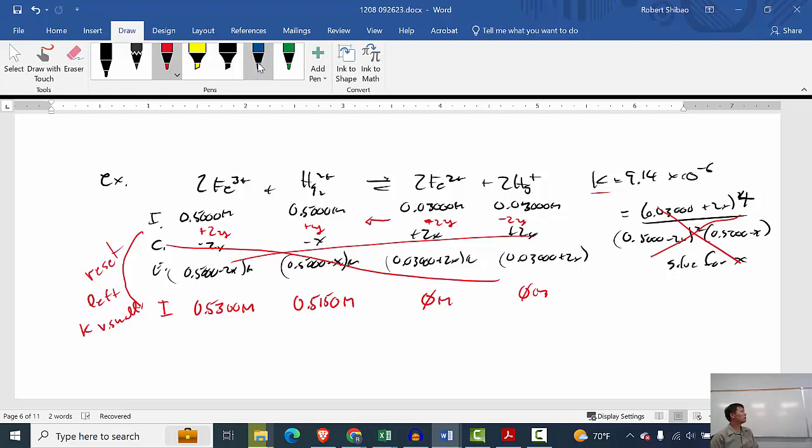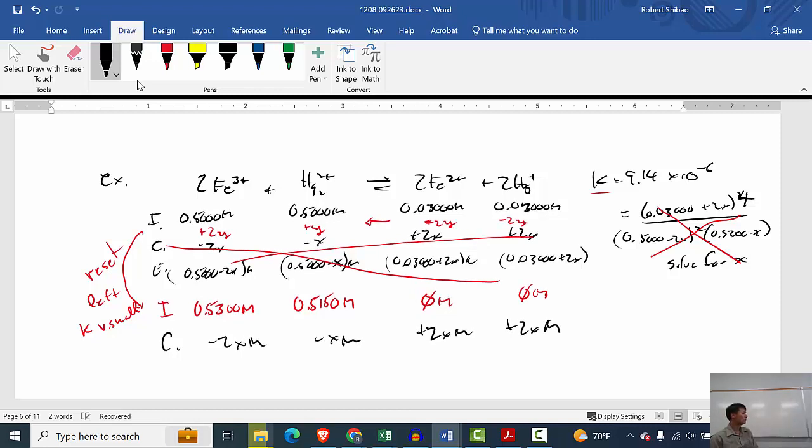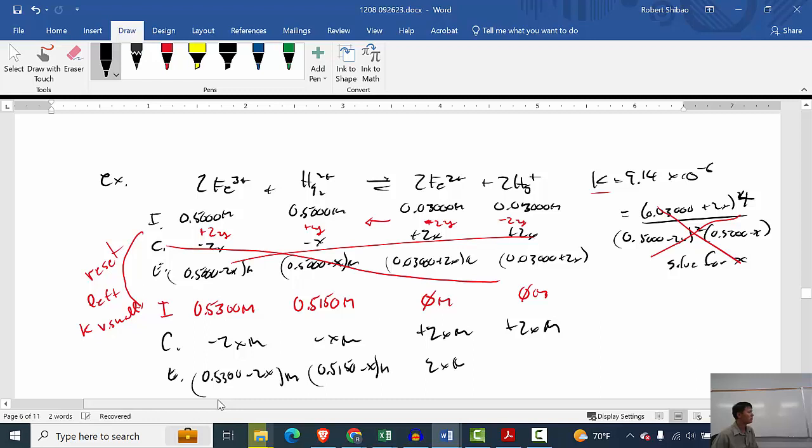And what I'm going to do is I'm going to just approach equilibrium from the right. Now the change, I'm going to go to the side with zeros. So this is going to be minus 2x, minus x, plus 2x, plus 2x. No, this would be molar, molar, molar. And so at equilibrium, I'm going to have 0.5300 minus 2x, 0.5150 minus x, 2x, and 2x.